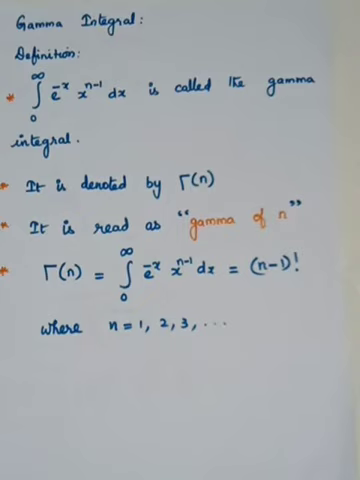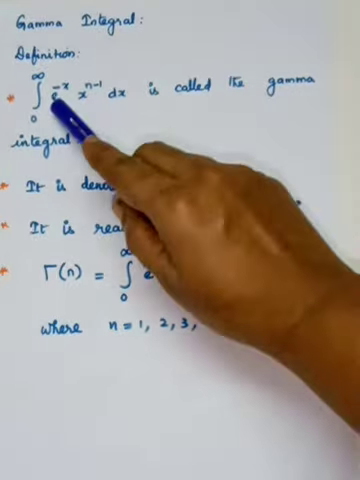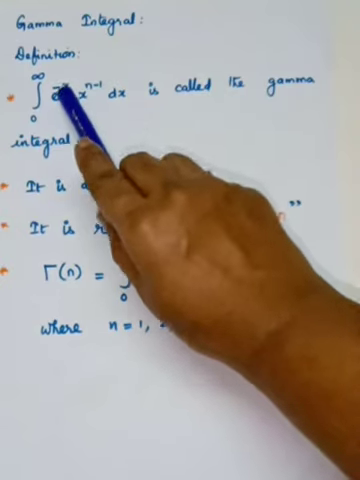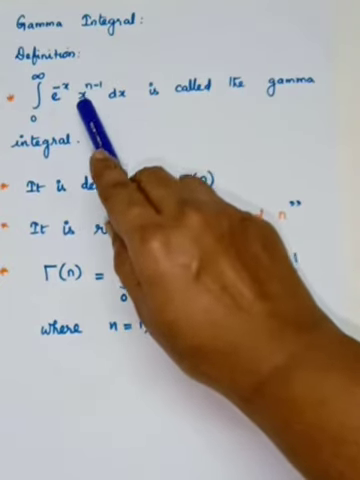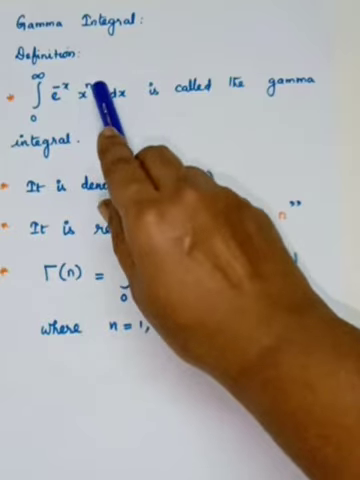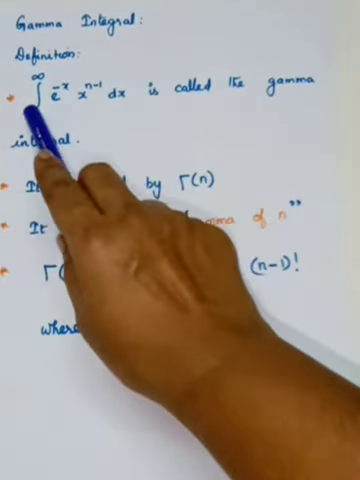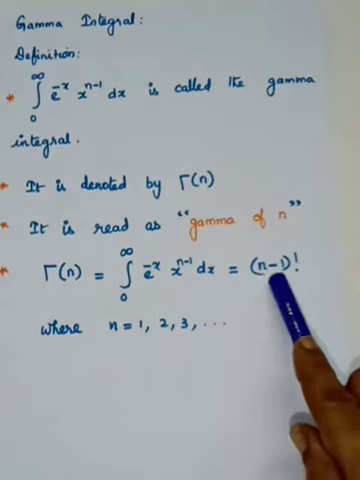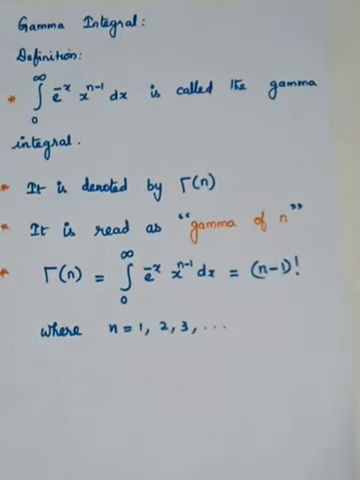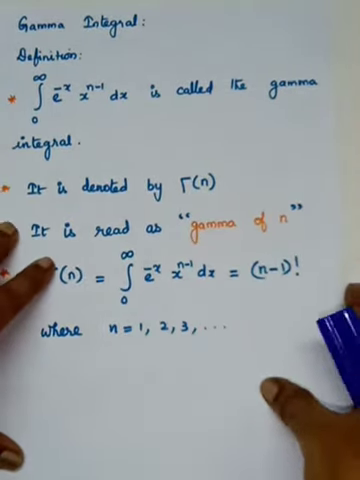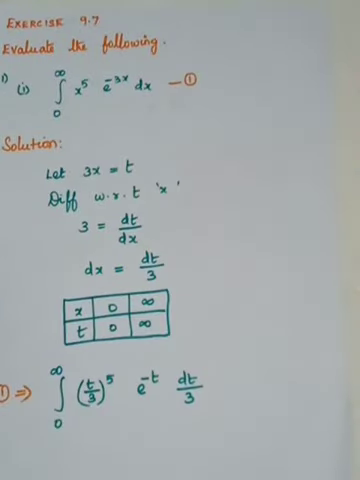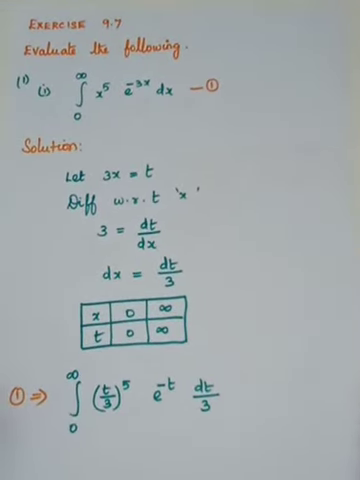Okay, you see that integral 0 to infinity e power minus x, x power n minus 1, e power minus x. Here what you are having, you have to bring the base of the algebraic function x power n minus 1 into dx. This is called the gamma integral. This answer is n minus 1 factorial. Using this, we are going to do the exercise 9.7. Evaluate the following. The first subdivision.